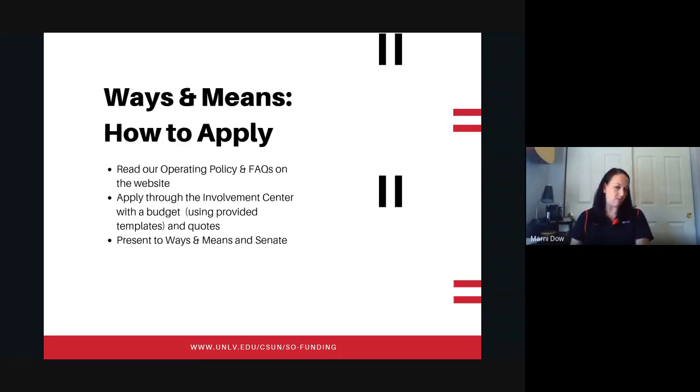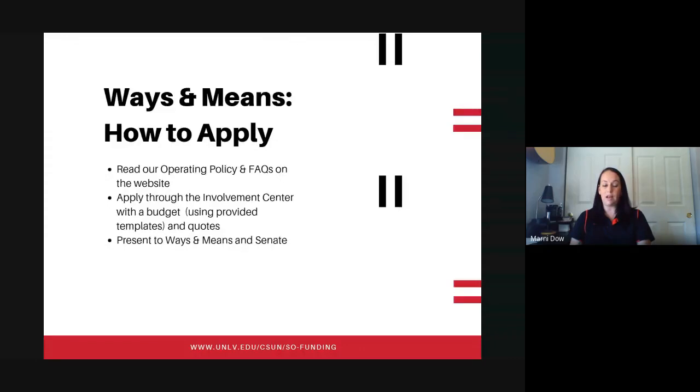Anything beyond that is probably very specific to their organization. But that website is very robust, and that will really tell them what's typically funded, how they submit their funding application, what the process looks like, what the necessary requirements are.